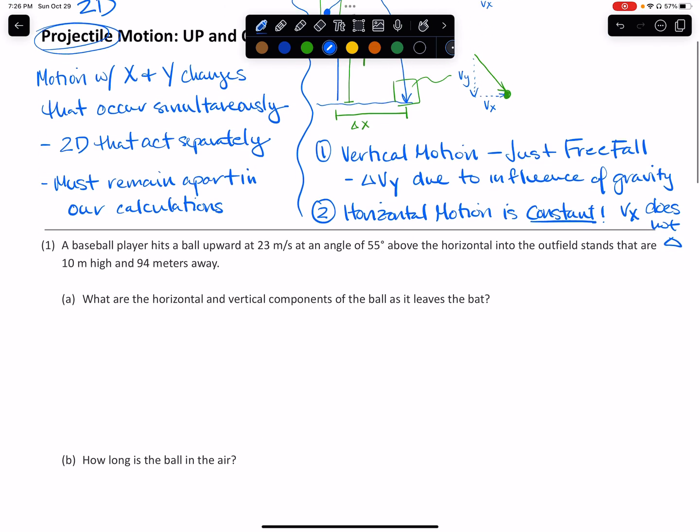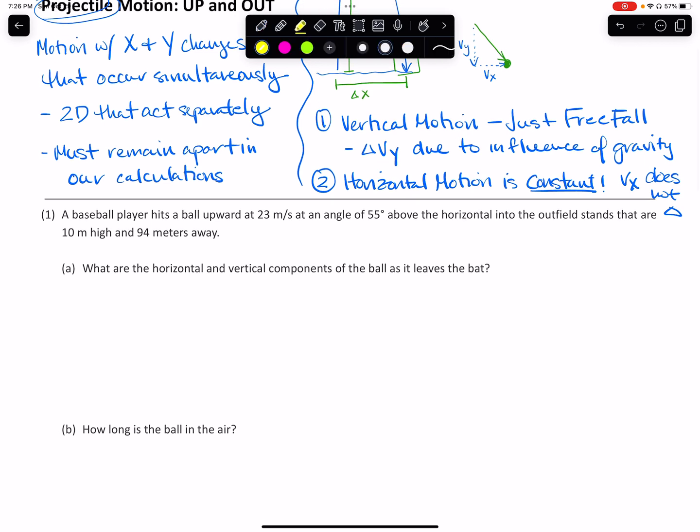Okay, so let's try one. Here I've got a baseball player who hits a ball upward at 23 meters per second at an angle of 55 degrees above the horizontal into the outfield stands that are 10 meters high and 94 meters away. I always like to start with the picture. So let's just start with a picture of what's happening initially.